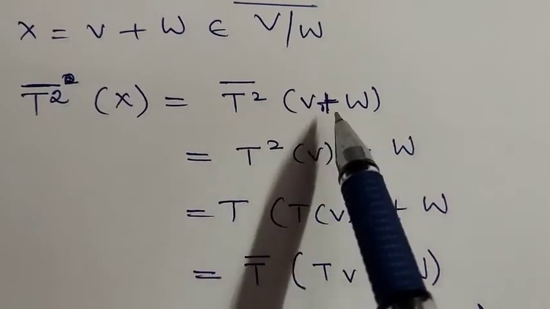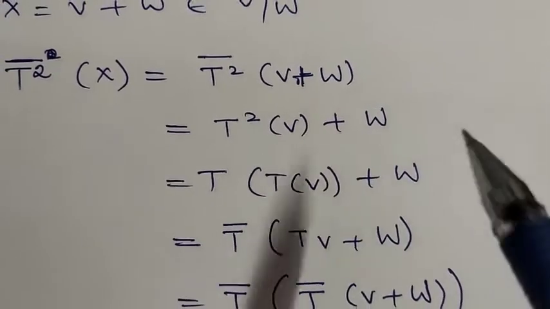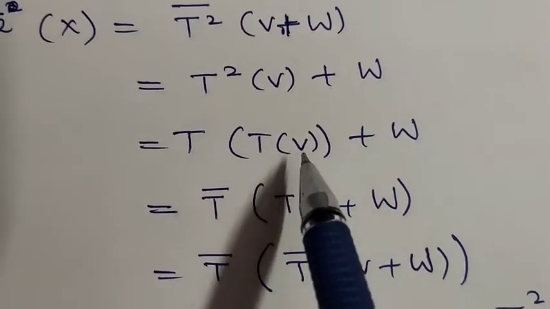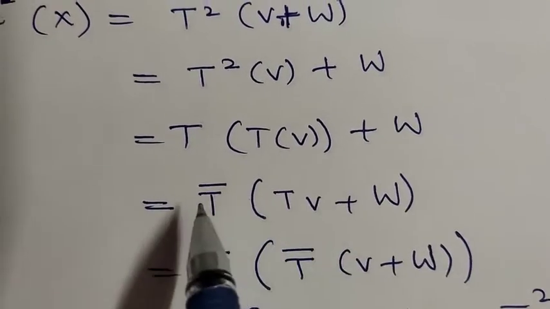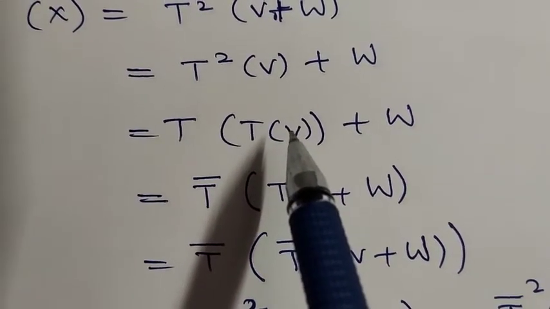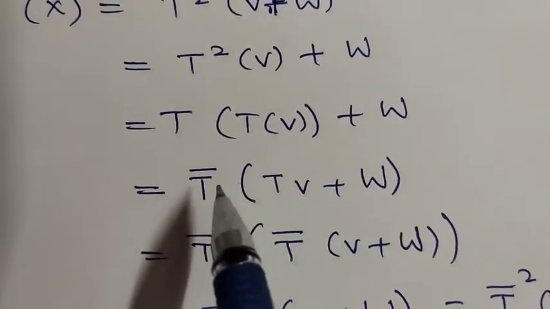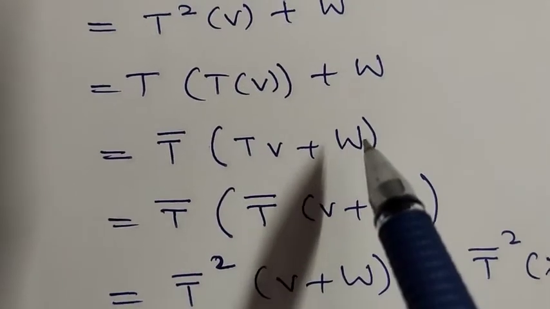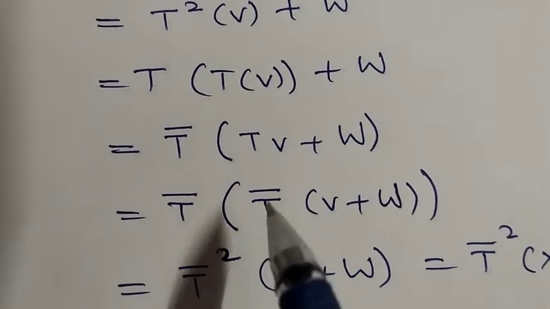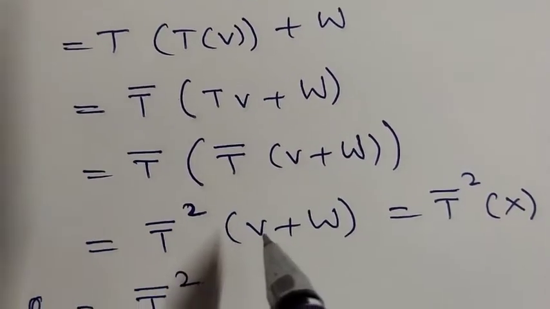Now, what is the bar of T² applied to v plus w? According to our definition, it means T² of v plus w, which is T of T of v plus w. T of v is an element of V only. T of v plus w means T bar of v plus w. T bar of v plus w can again be written as T bar of v plus w, so T bar into T bar means T bar square of v plus w.